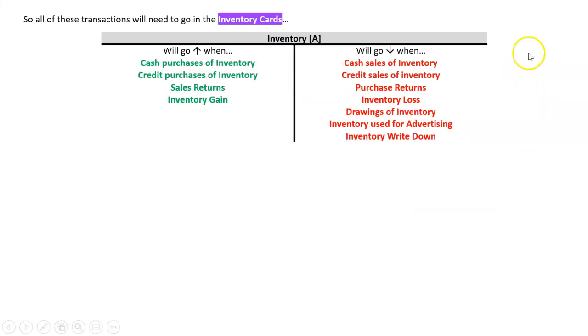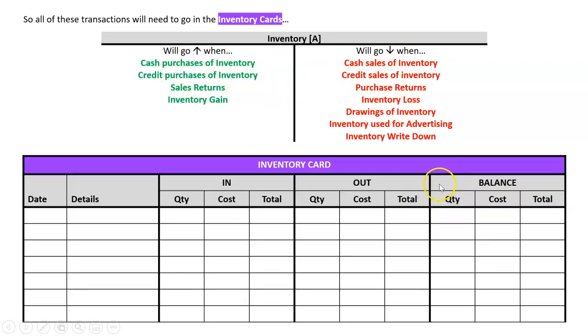What's the relationship between the ledger and the inventory cards? Well, all of these transactions, so we've got the ups on this side, we've got the downs on this side, so debits on the left, credits on the right, they'll need to go in here at some point. And the easiest way to remember it is, well, when inventory goes up, that means it's increasing. So that's an in. So the ins are here. These are ins and these are outs. So the debits on the inventory ledger will go in the in column.